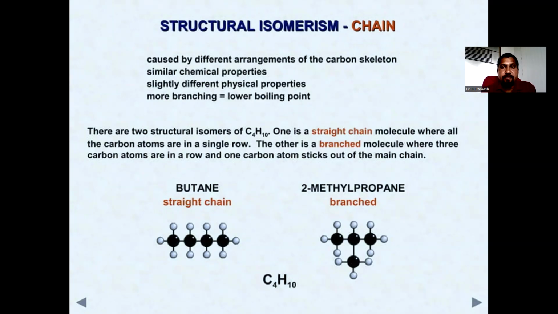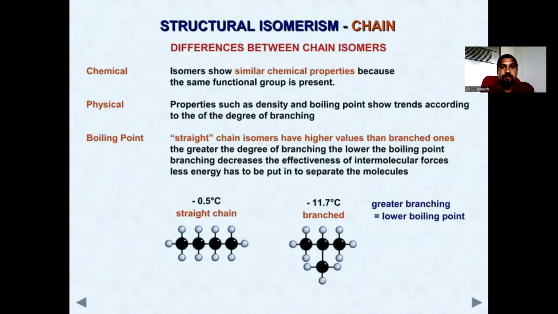Next, I have given some examples for each type. For chain isomerism, take n-butane and isobutane. Both have the molecular formula C4H10. But looking at the arrangement of carbons, in butane it is a straight chain, while in isobutane it is a branched chain. The chemical name of isobutane is 2-methyl propane. Here there is a different carbon skeleton, similar chemical properties and slightly different physical properties, but the boiling point is lower.